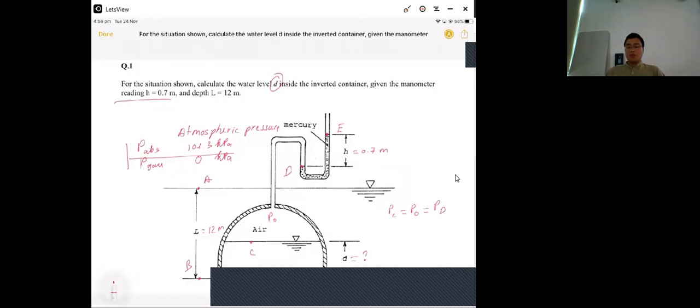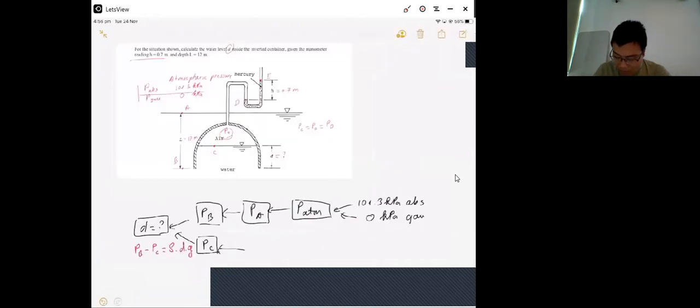The pressure on the surface equals the atmospheric pressure inside this container. So PC will be equal to PO, PO is the pressure inside the container, and the pressure inside the container equals PD, the mercury surface. So PC you can find if you know PD.